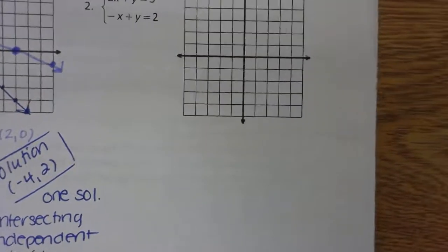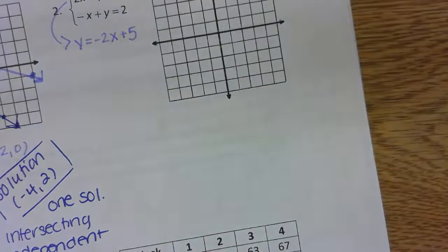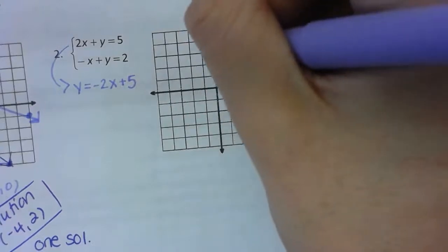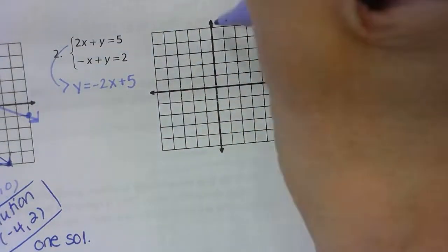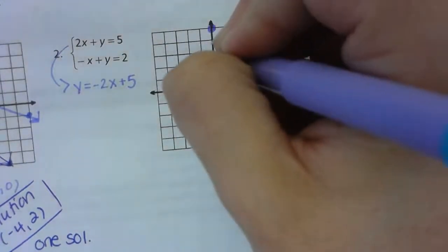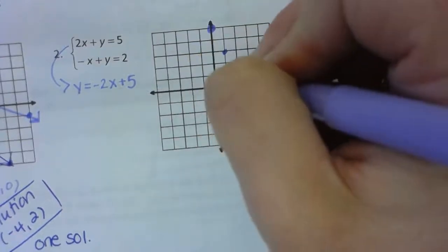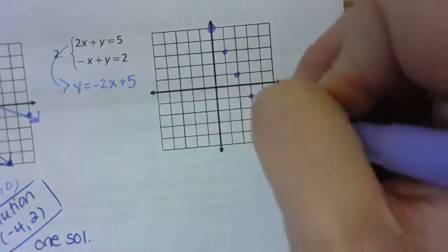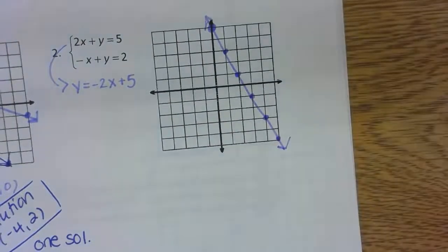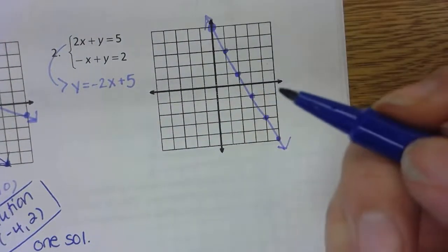Let's look at example 2. Solve for y. So what's my y-intercept? It's at positive 5. And then you say, what is your slope? Negative 2. So you're going down 2 and right 1. Connecting our points. So that gives my first graph.